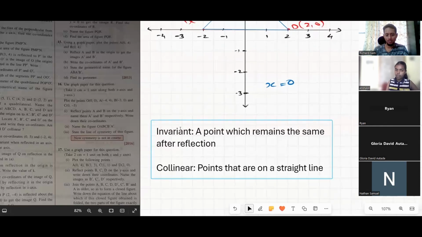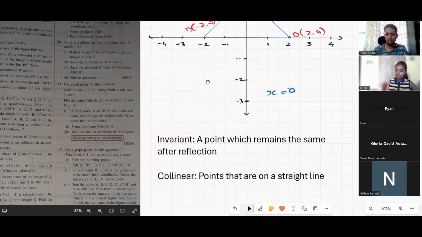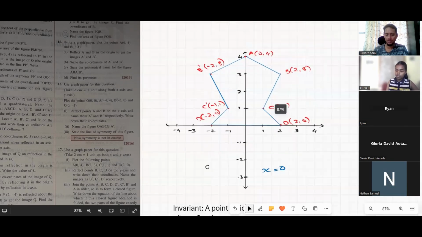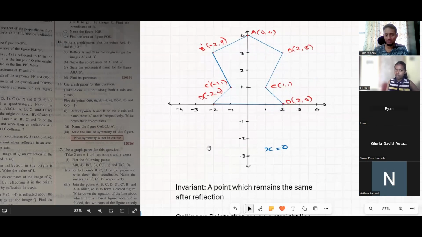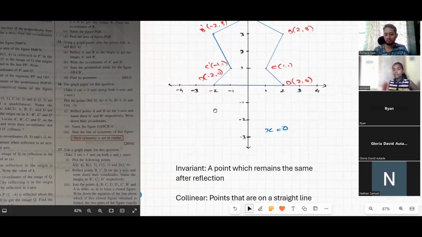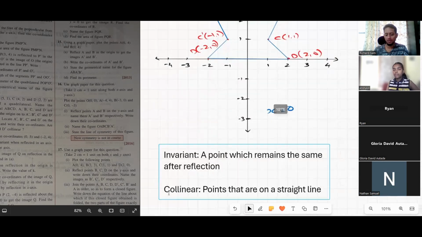Okay, so the two words used often here are invariant, which is a point which remains the same even after reflection. So in this question here that we just did, which point was invariant? A was invariant because even after reflection on the y-axis, the point remained the same. Okay. Next word is collinear. That is points that are on a straight line.